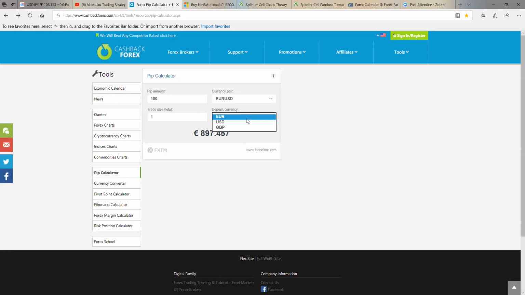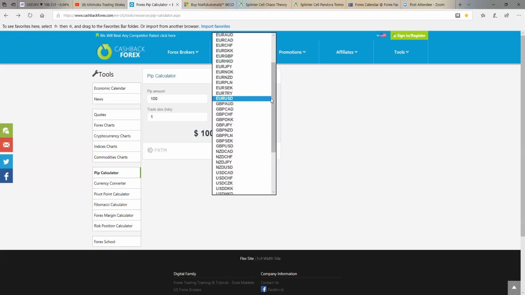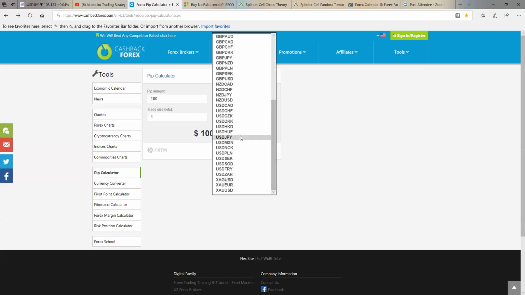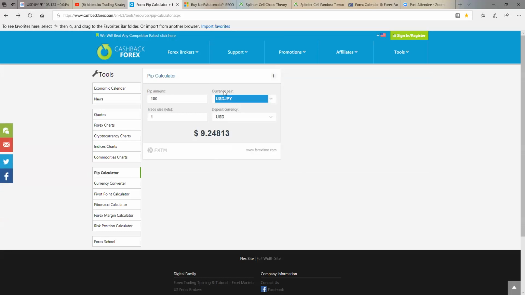And this is going to teach you how much money you can possibly get per trade. So we are going to select USD. We are going to select our pair, USD JPY, because we're selecting the currency pair we're trading, and the deposit currency, which is we're trading with American dollars. So the pip amount was 10.